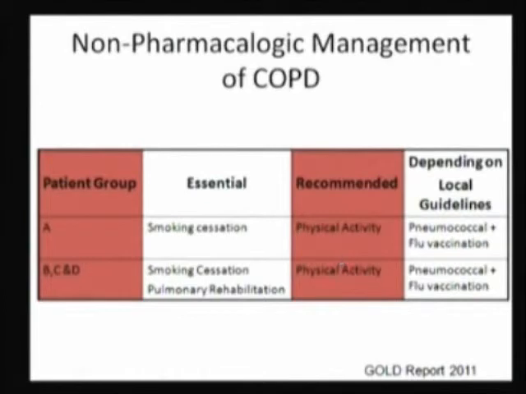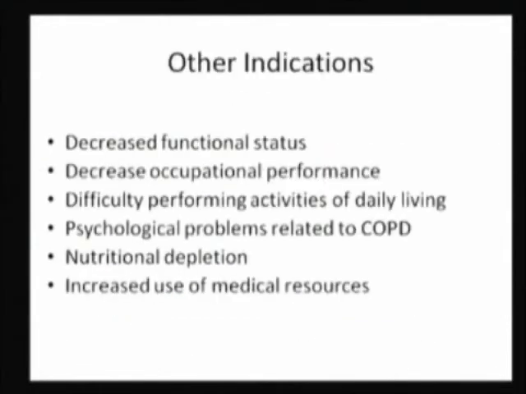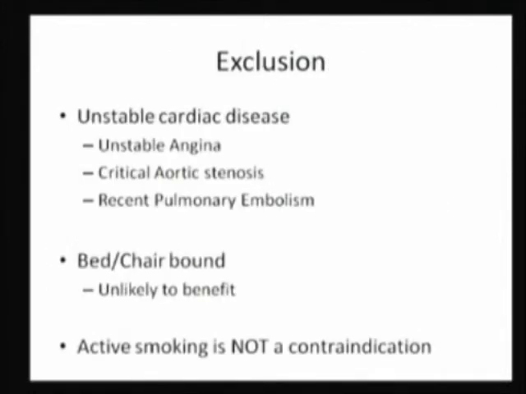And the weight of the evidence is so convincing that the most recent GOLD guidelines actually consider pulmonary rehabilitation an essential intervention for patient groups B, C, and D. So they consider pulmonary rehabilitation essential in addition to smoking cessation. Other indications beside what the guidelines say, specific patients that may benefit: patients who have decreased functional status, decreased occupational performance, difficulty performing activities of daily living, psychological problems related to COPD, nutritional depletion, and increased use of medical resources may benefit.